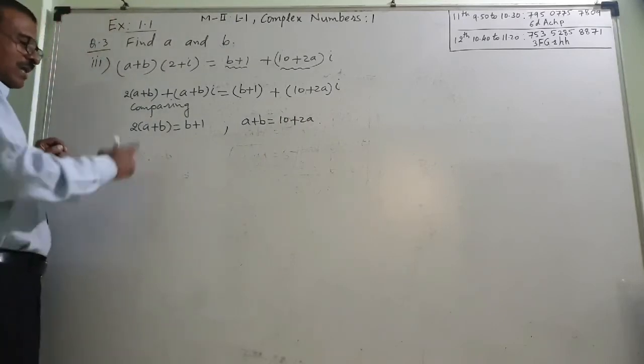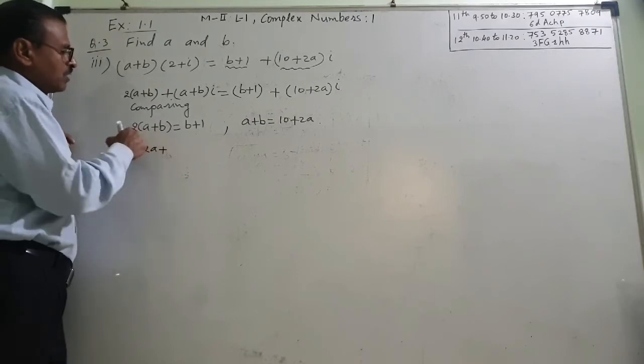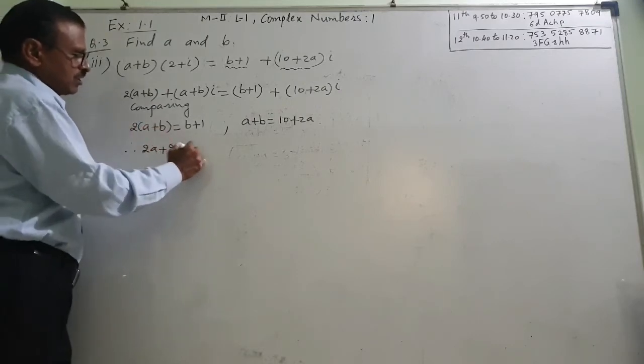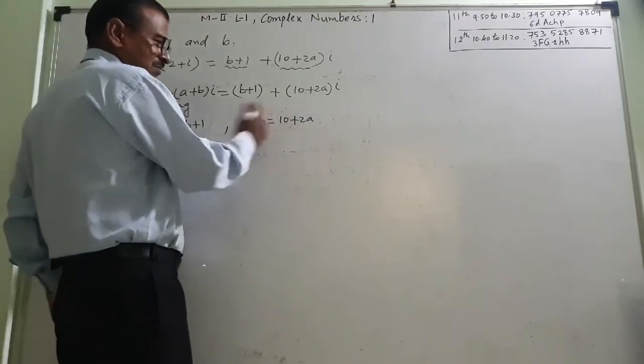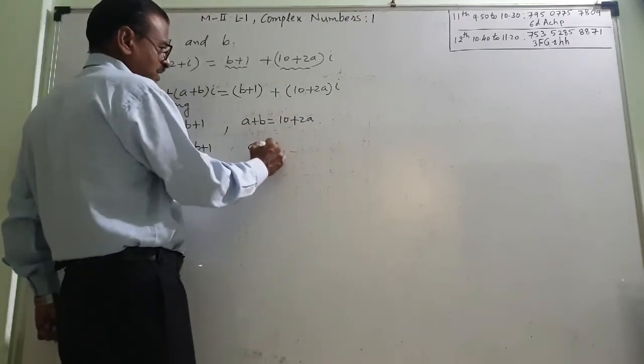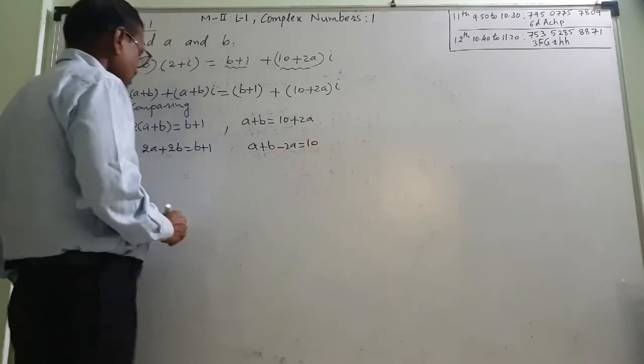Therefore, now I will open the bracket. 2 into a is 2a, plus 2 into b is 2b, is equal to b plus 1. This also I will shift here. a plus b minus 2a equal to 10.